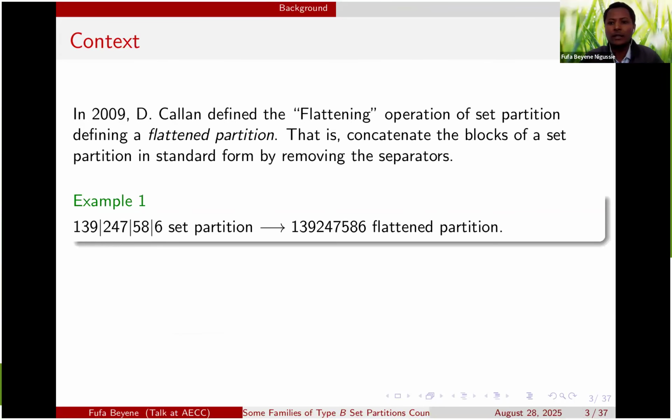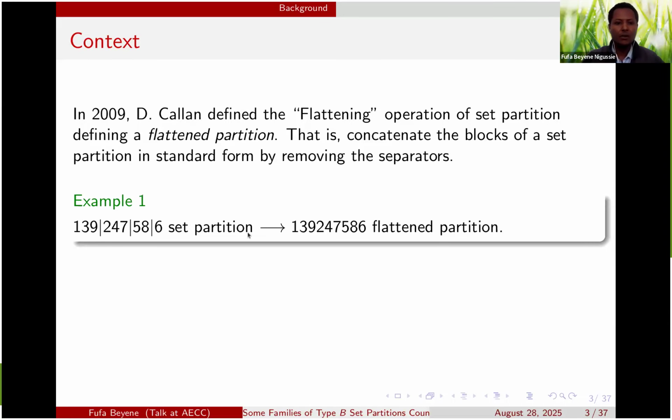When we consider some literature here, we can find David Callan, who wrote in 2009 about the flattening operation of set partitions. I am happy that I'm presenting my talk here after Olivia did last time, because our work is very much related. So the flattening operation on a set partition means that we concatenate the blocks of the set partition in standard form by removing the separators.